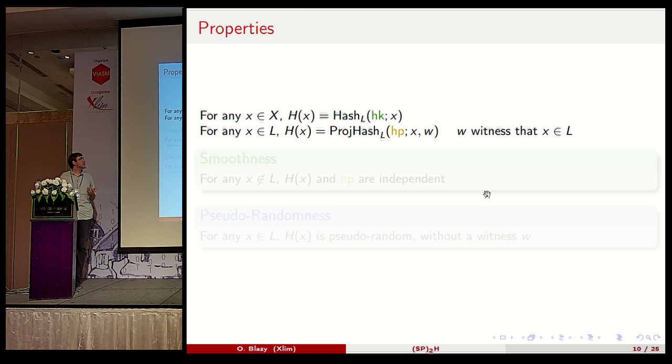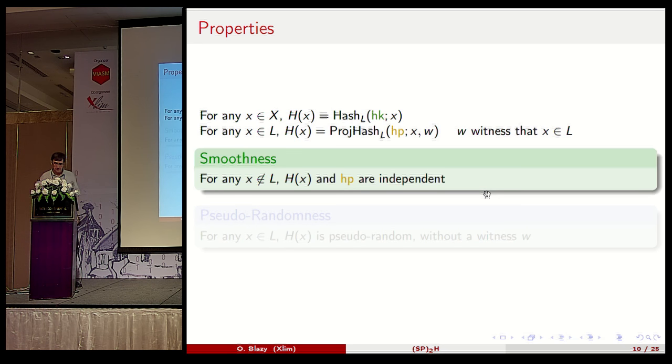In terms of security, first, your function H using the secret evaluation key can be computed on any word in the domain, while the projective function can only be evaluated on words in the language, because you need a witness, a proof that you belong to the language. In terms of security, you have the smoothness.